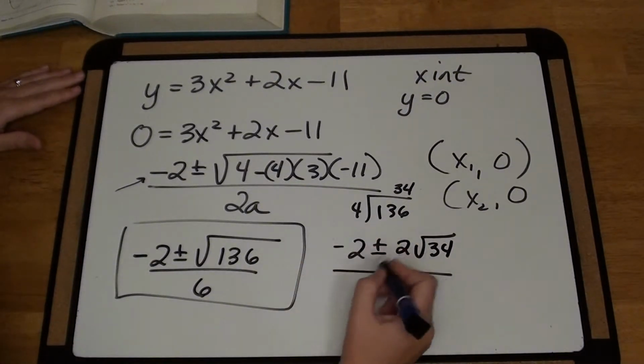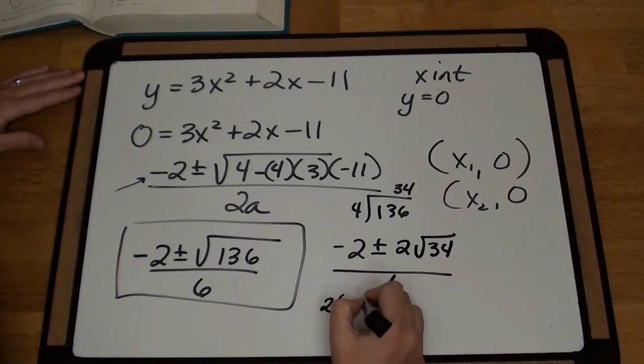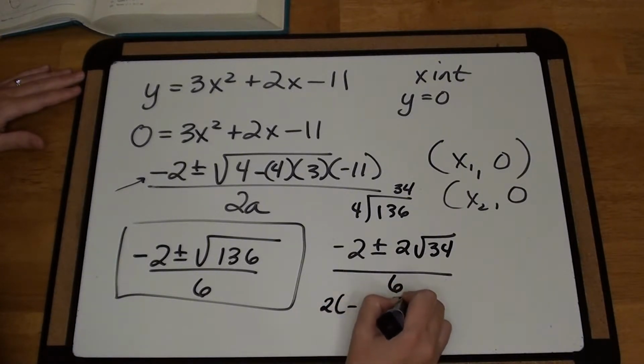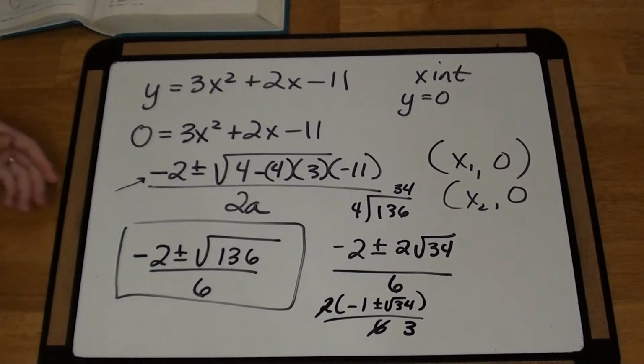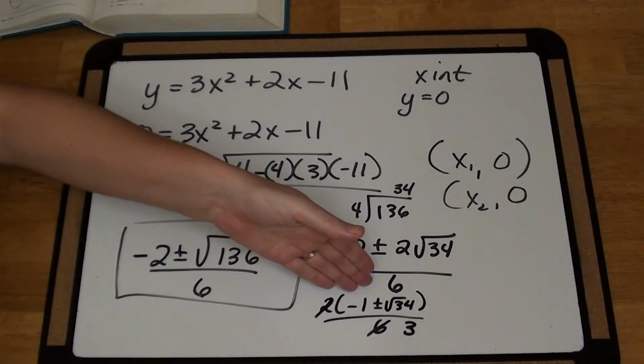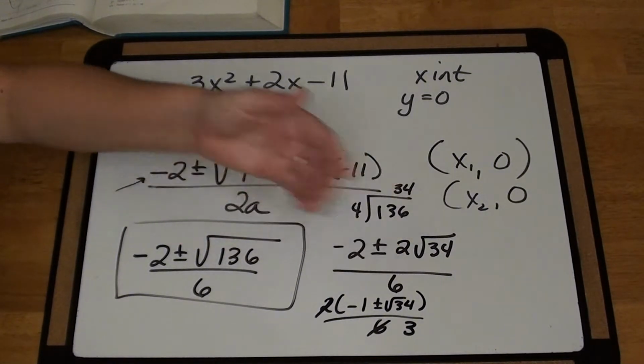That way I can factor out this 2. So I get 2 times negative 1 plus or minus the square root of 34 over 6. And then I can cancel this down to where that's a 3. It's cleaner, it's better. I will accept this. This is more mathematically sound. You want to reduce this stuff.